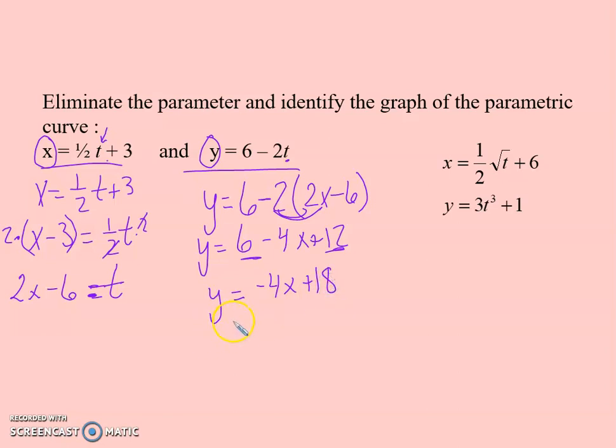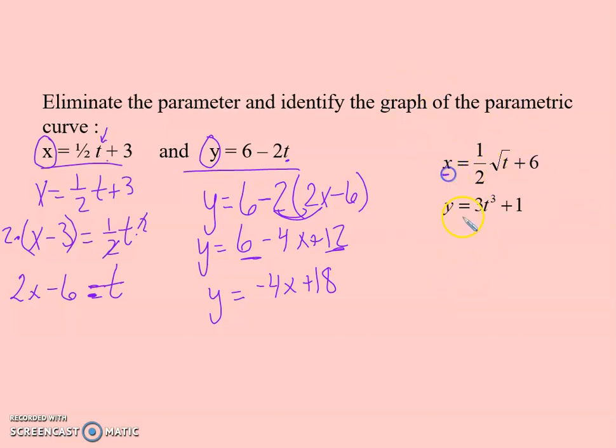Okay, now you also need to be able to identify what type of function this is. This particular one will be a linear function. Okay, so very easy. You've got y equals mx plus b, linear. Okay, so let's try this other one.